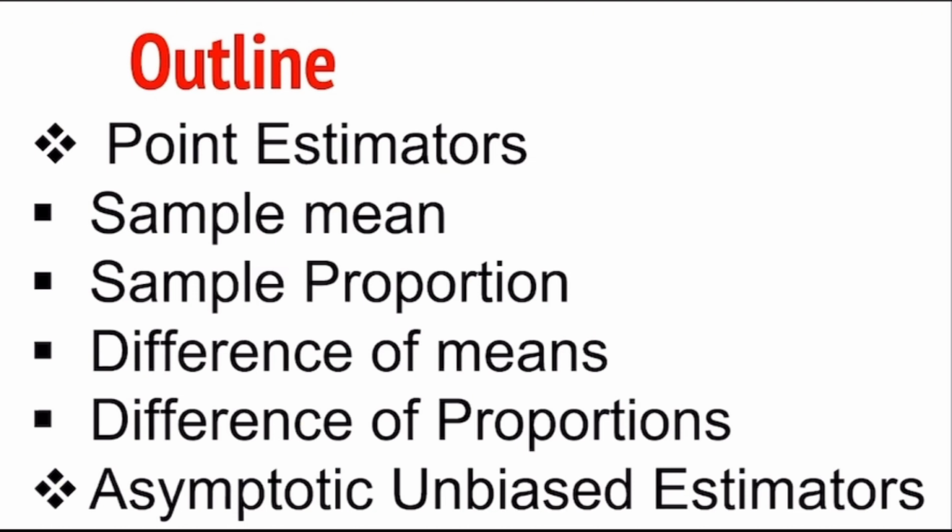And lastly, I'm going to walk you through what we call the asymptotic unbiased estimator. Initially, an estimator could be biased, but maybe on the long run, when the sample size is sufficiently large, a biased estimator could be unbiased. And that is what I mean by asymptotic. So I'm also going to shed more light on that.